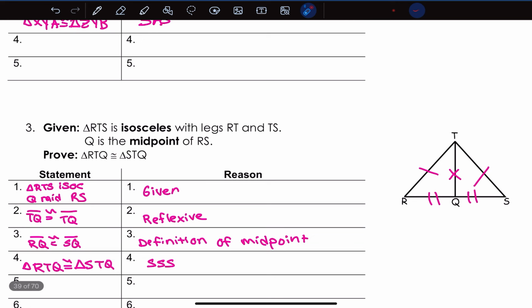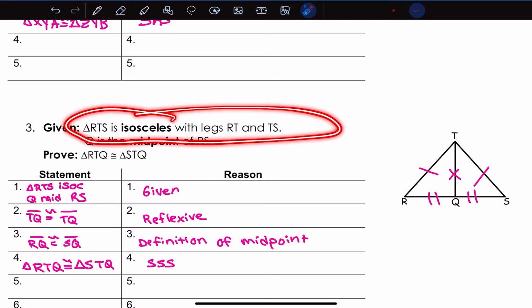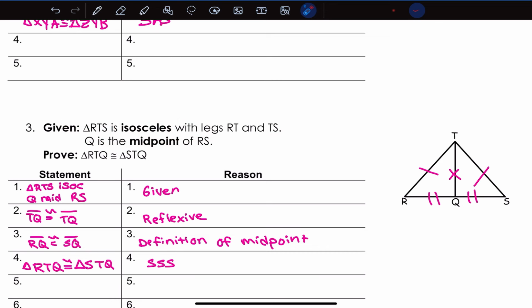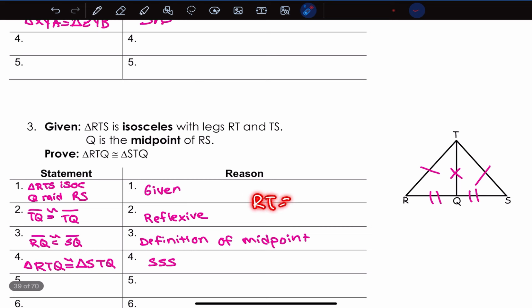Now, this is something that we haven't really talked about, but if you look, it says that the triangle is isosceles. You guys should know isosceles means that there are at least two congruent sides. So it tells us that the legs are RT and TS. So that tells us that RT is congruent to TS. Now that I look at my answer key, that should also be in there. So you would have that RT is congruent to TS by the definition of isosceles triangles.